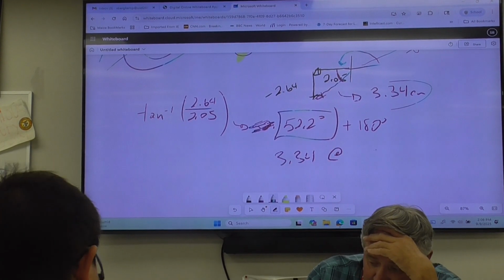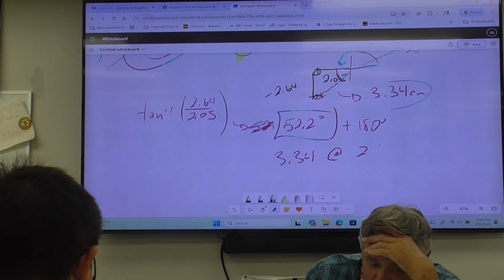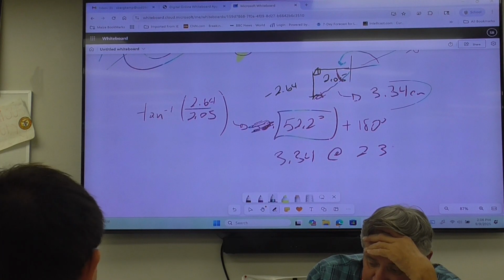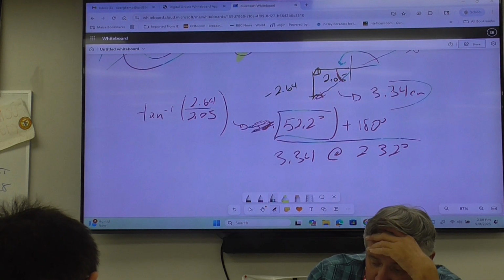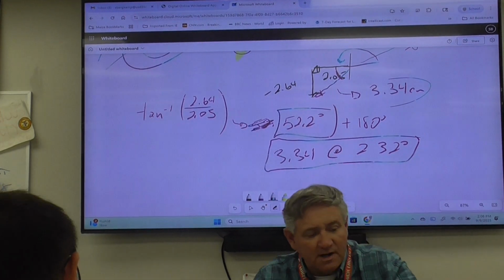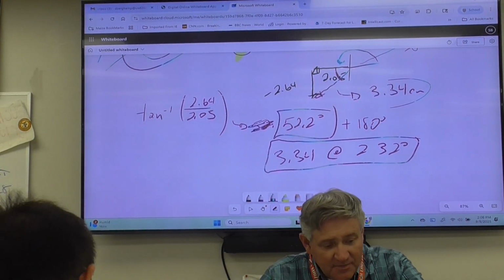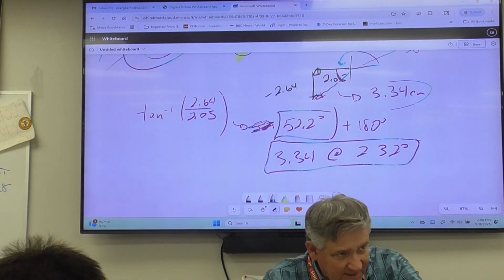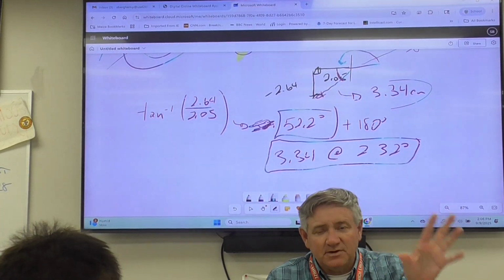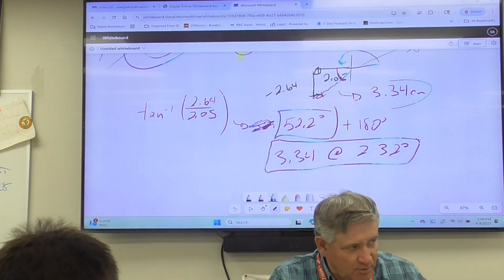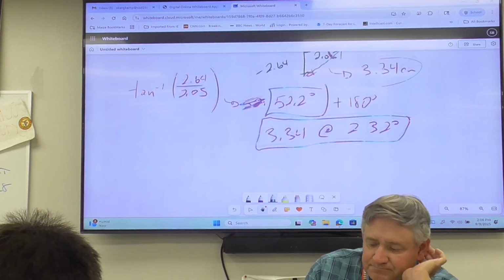3.34 at 232 degrees. So that's what I want on that line. That's the resultant that I need. Now, let me show you how your calculator, again, will not do you a solid.